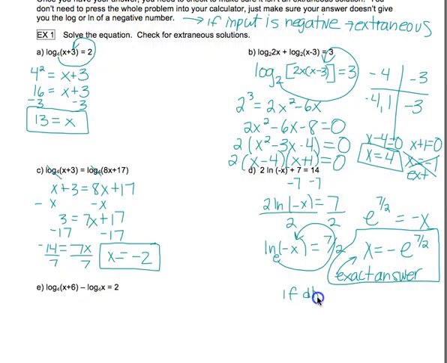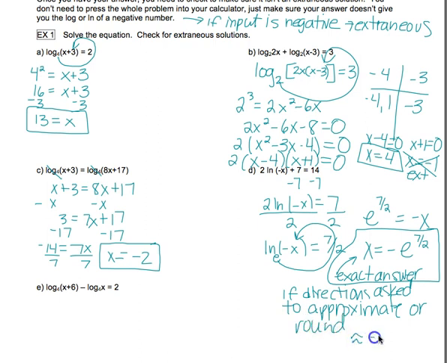And again, you would follow the directions. If directions asked to approximate or round, then we would write approximately negative 33.12.